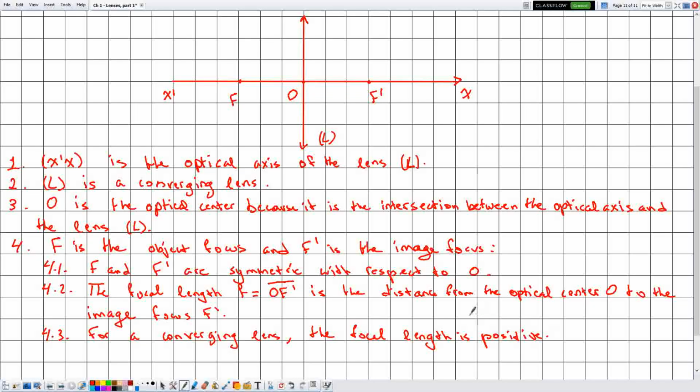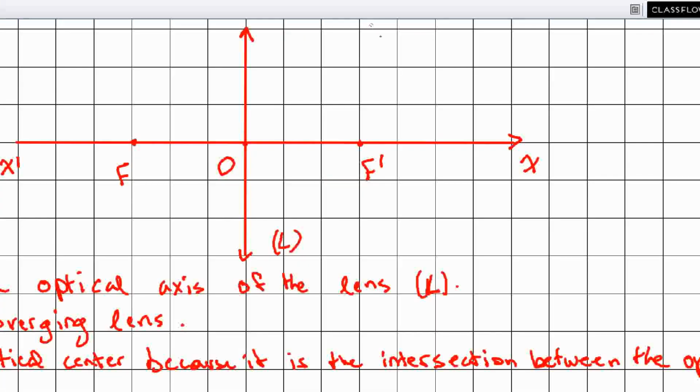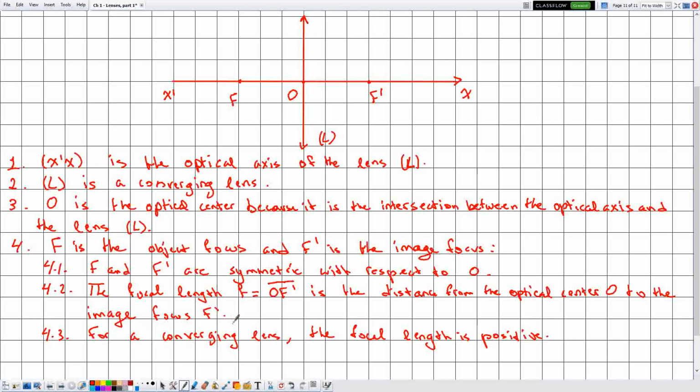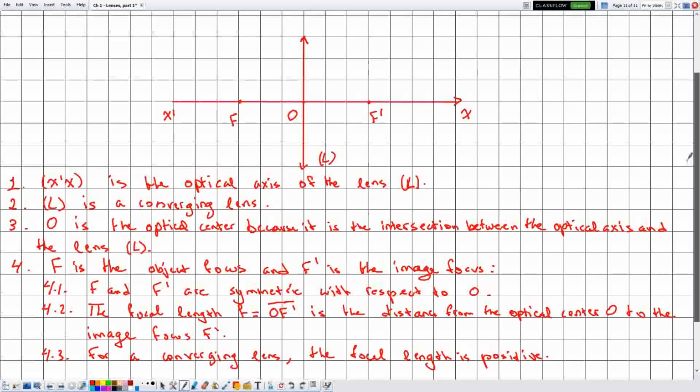Now one could say the following: because the distance OF prime is equal to the distance OF, we can simply define the focal length to be f equal to OF bar. But according to this definition, the focal length is the distance from O to F, which is in the opposite direction of the positive x-axis, so the focal length would be negative and not positive. And this is wrong, because we know that for a converging lens the focal length is positive.